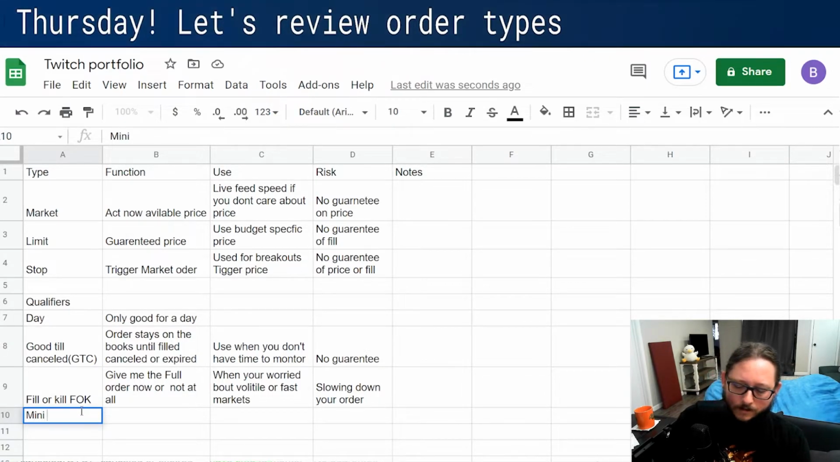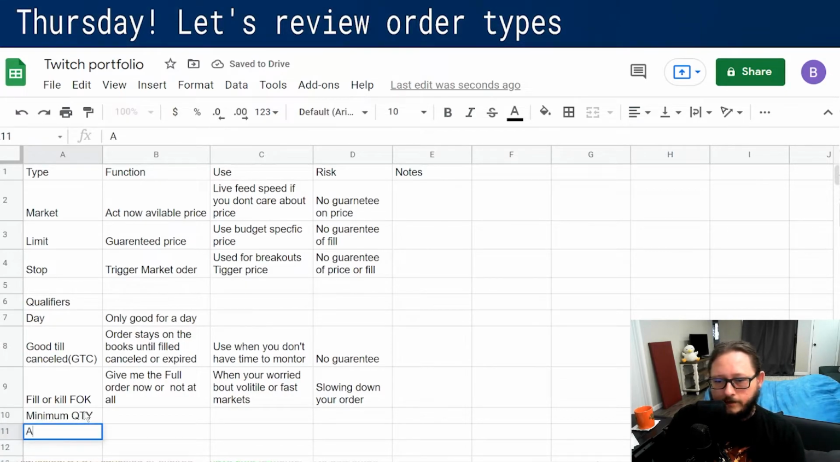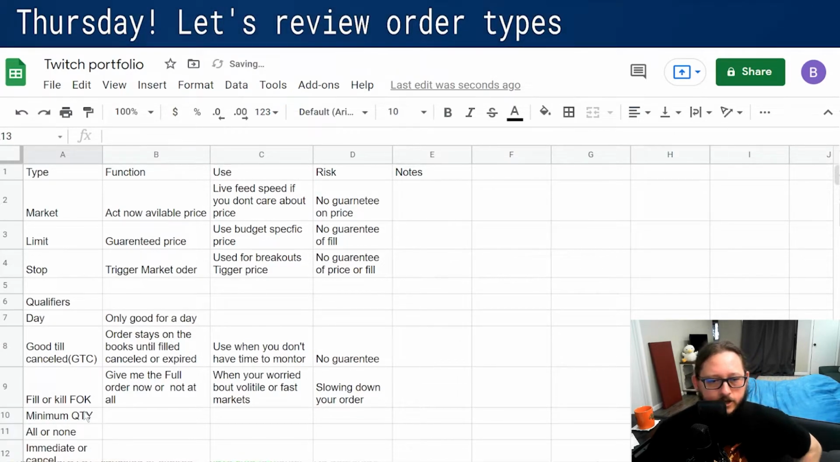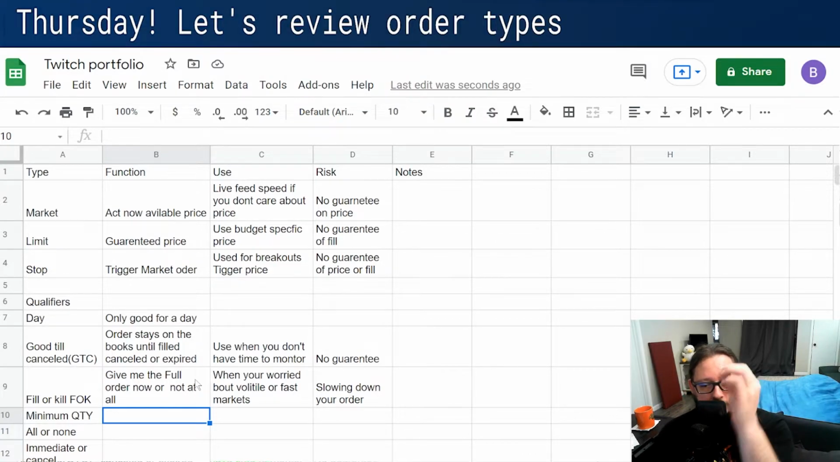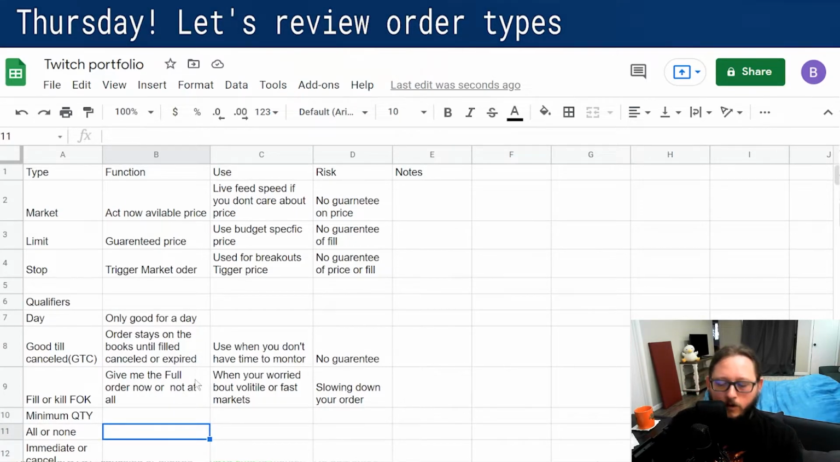So minimum, and you have all or none, and then immediate or cancel. So just like fill or kill, you've got the ability to qualify either just time or just the number of shares. So minimum quantity, if you've got 1,000 shares, you can say, hey, give me at least 500 or I don't want the order. So that's pretty self-explanatory. All or none means give me the full order or nothing at all. Full shares only.